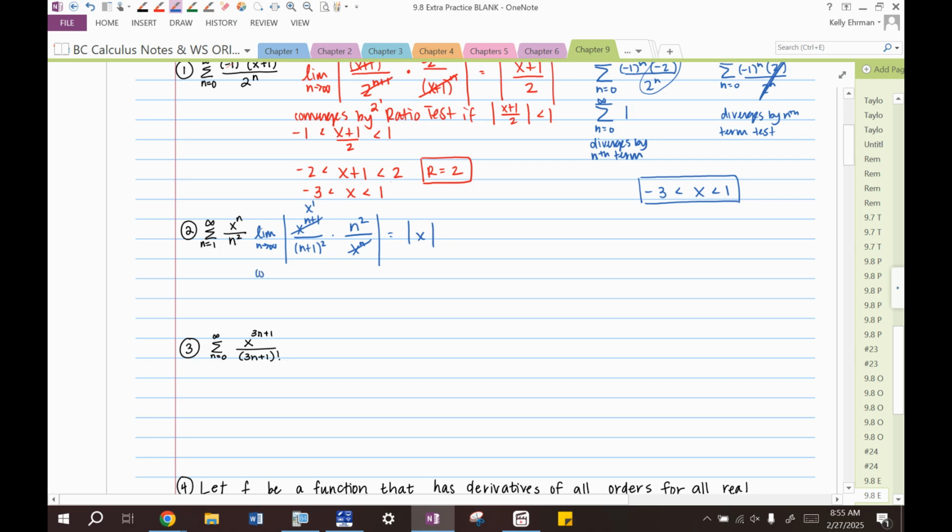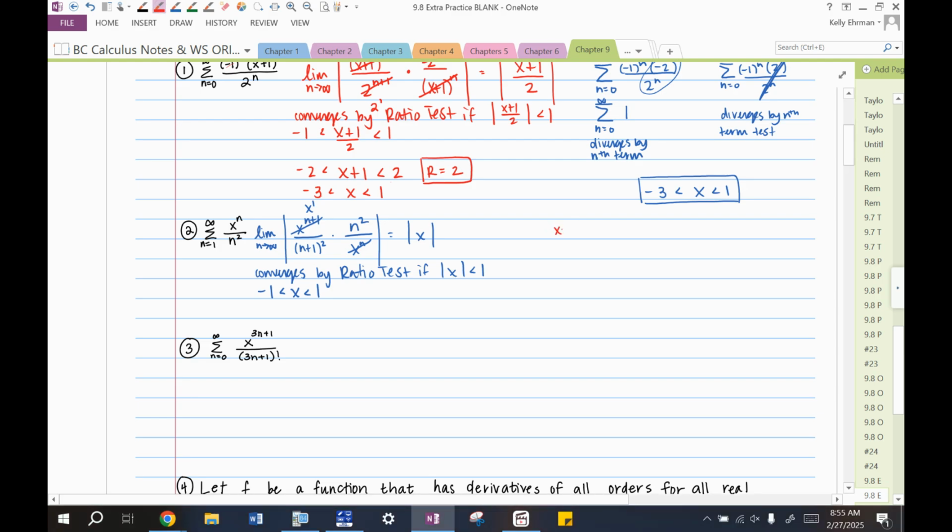And that would converge. This power series converges by the ratio test if the absolute value of x is less than 1. You don't have to write that every time. You can jump straight to x being between -1 and 1 if you want to. I need to double check these endpoints though. So let's check the ends here.